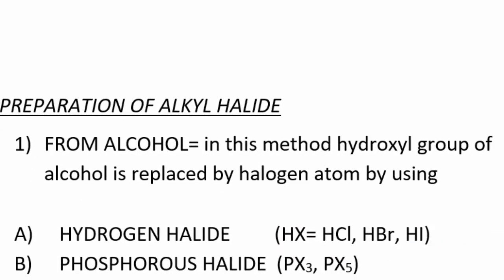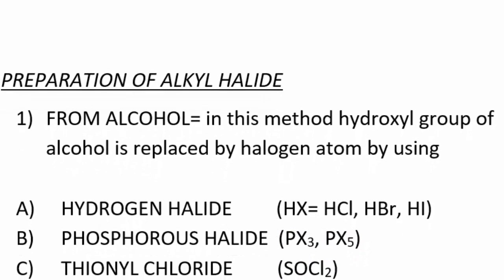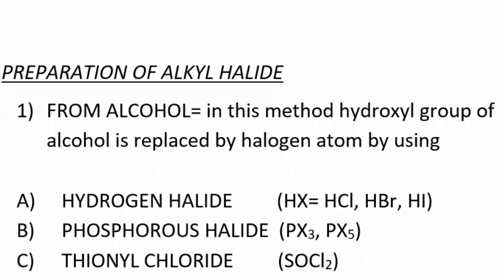These phosphorus halides are of two different types. One is known as phosphorus trihalide, represented by the formula PX3, and the second is phosphorus pentahalide, represented by the formula PX5. The third reagent is thionyl chloride, and the formula of thionyl chloride is SOCl2.